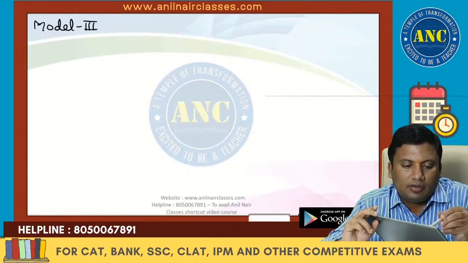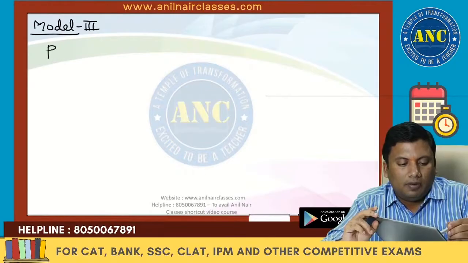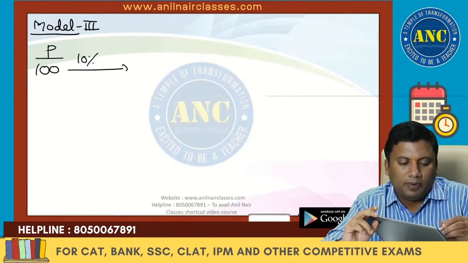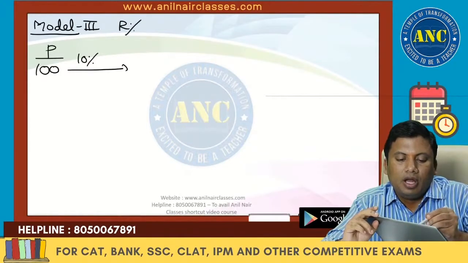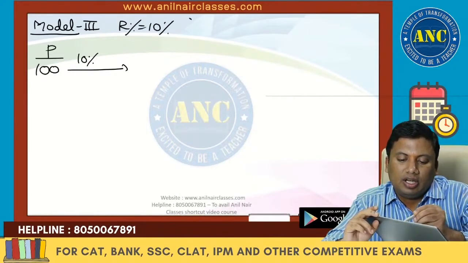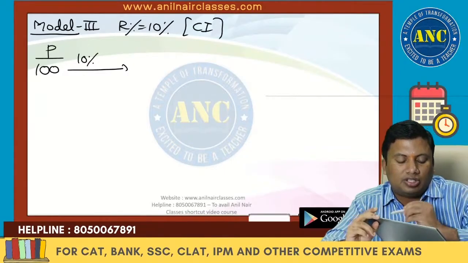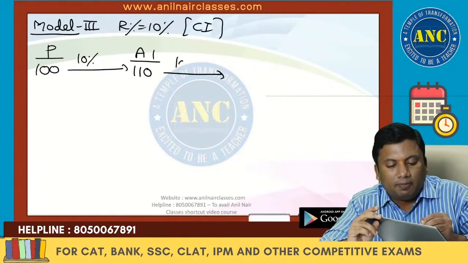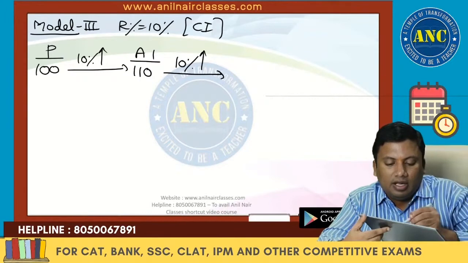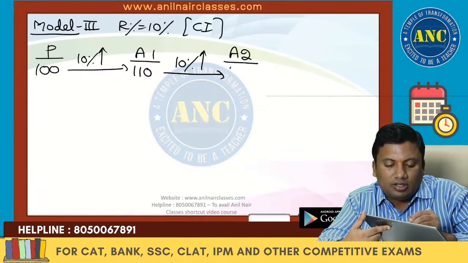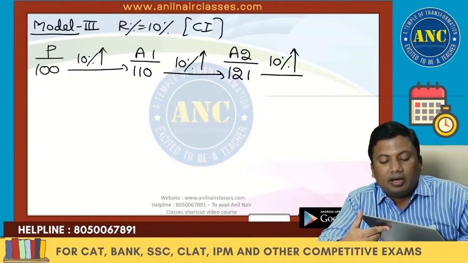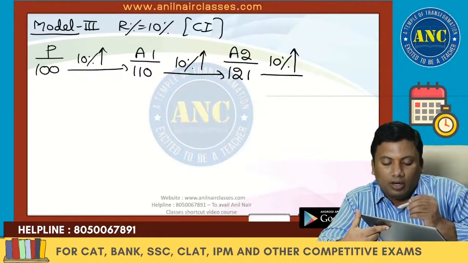Model number 3. If the initial principal is 100, R is 10 percent and it is compound interest. So the amount after 1 year is 110. Again a 10 percent increase. 10 percent of 110 is 11. So for the second year it is 121. Again a 10 percent increase. 10 percent of 121 is 12.1.